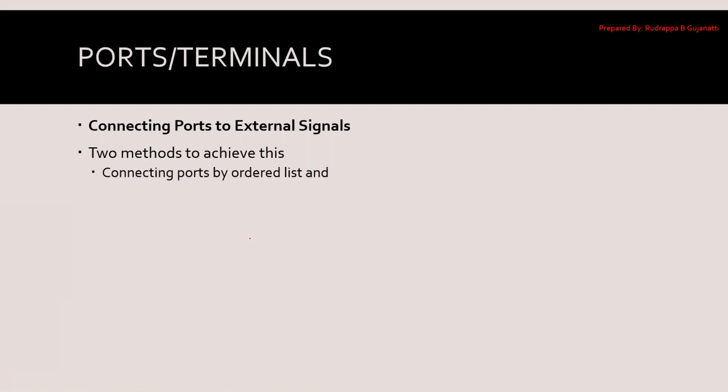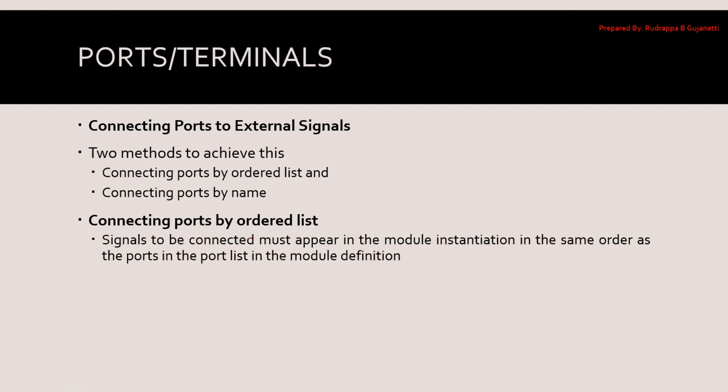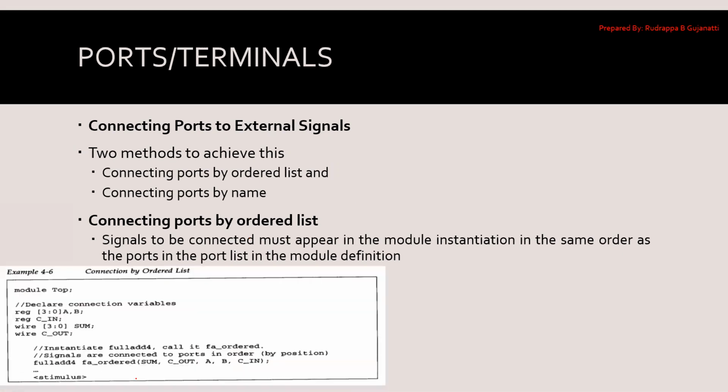So here we have two methods: connecting ports by ordered list and connecting ports by names. Let us see one by one what these are. Connecting ports by ordered list. Let us take the example itself. Again, it is related to module instantiation. When we are instantiating the module, how are we passing those signals to the module? Signals to be connected must appear in the module instantiation in the same order as the ports in the port list, as you have given in the module definition.